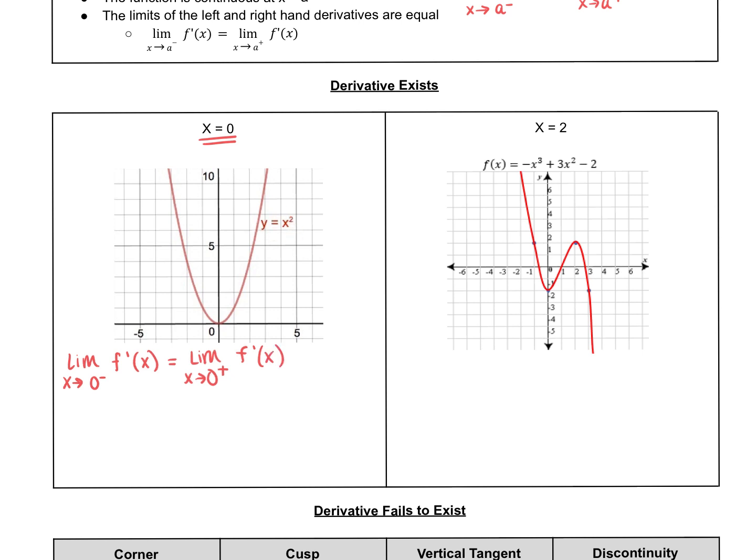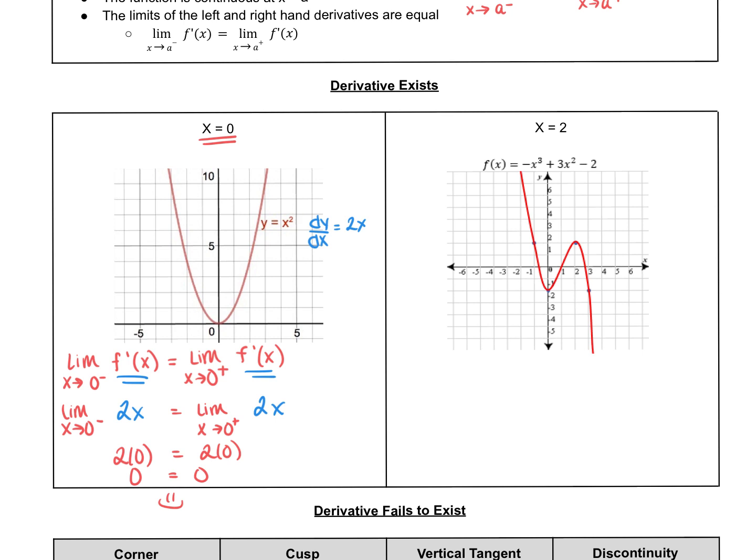So we have this function y equals x squared. We know that the derivative dy dx can be found by using the power rule. So 2x. So we can put in our derivative, or f prime, as 2x. And we want to take the limit as x approaches 0 from the left and the limit as x approaches 0 from the right. So we're just going to do two small direct substitutions. 2 times 0 is 0. 2 times 0 is 0. So the limit from the left of the derivative is equal to the limit from the right of the derivative. Therefore, this function is differentiable.